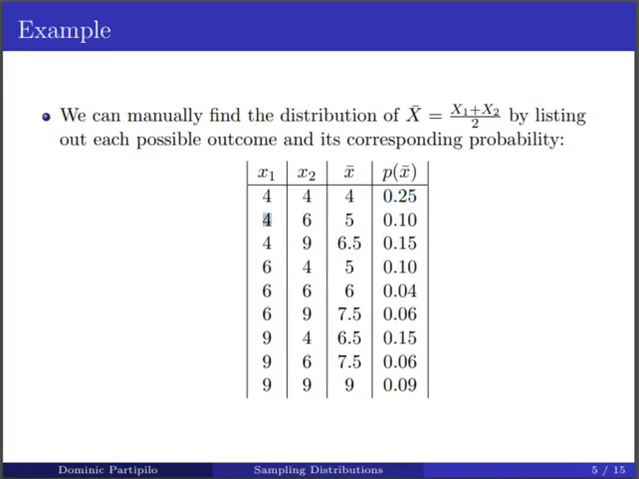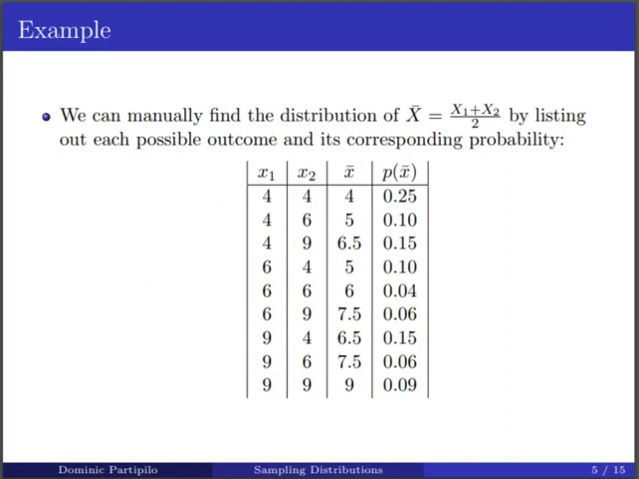Similarly, with 4 and 6, remember the probability of a 4 was 0.5 and the probability of a 6 was 0.2. So if we multiply that together, then we'll come up with 0.1. And we can do that with each of these possible outcomes. And we'll end up with this table right here.